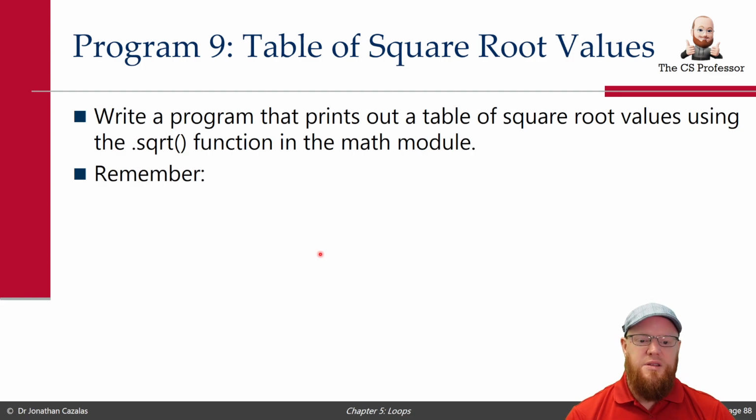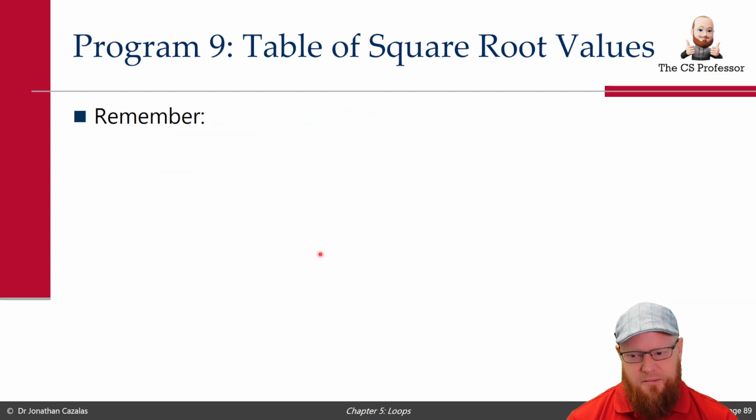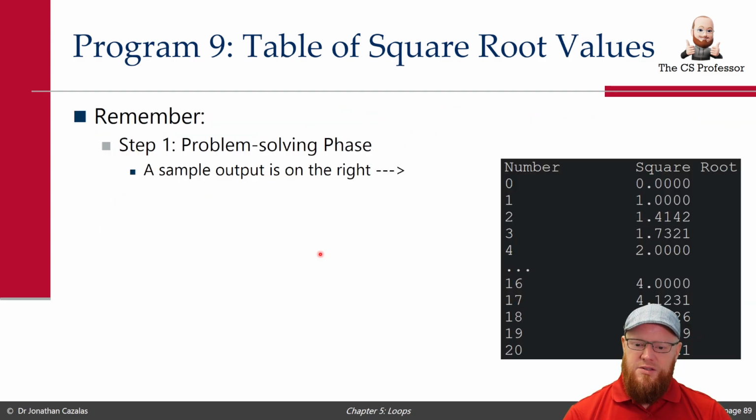Another one, table of square root values. Write a program that prints out a table of square root values using the square root function. It's actually going to be pretty easy. This is not math. So, problem solving phase, here's the sample on the right. We basically want to come up with that exact same program or output. So just analyze that very briefly. How many iterations? We want to loop from 0 all the way up to 20, including 20.